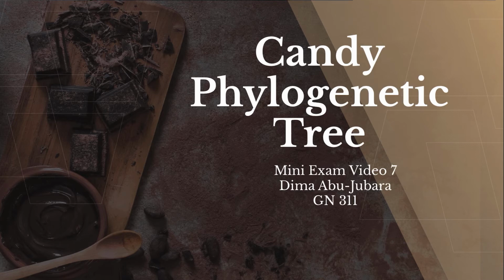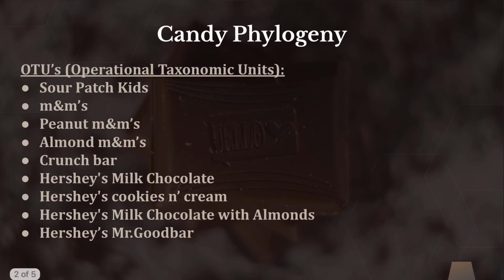To show the relationships between OTUs, also known as operational taxonomic units, we use phylogenetic trees. Phylogenetic trees are graphical representations of degrees of similarity and differences between OTUs. Our OTUs for today are Sour Patch Kids, M&Ms, Peanut M&Ms, Almond M&Ms, Crunch Bar, Hershey's Milk Chocolate, Hershey's Cookies and Cream, Hershey's Milk Chocolate with Almonds, and Hershey's Mr. Good Bar.